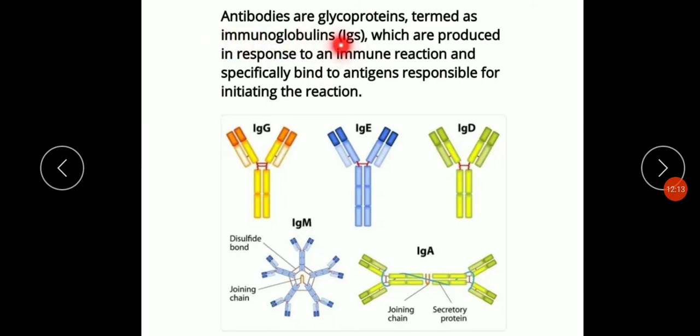The short form is IgS, which are produced due to the response of our immune reaction, meaning an antigen enters into our body, and due to that reaction the antibody is produced. So in response to an immune reaction they are produced, and these antibodies specifically bind to the antigen responsible for initiating the reaction. Various types of antibodies are there: IgG, IgE, IgD, IgM and IgA.